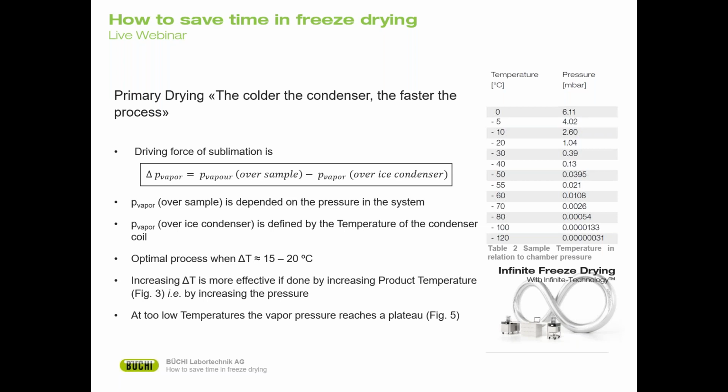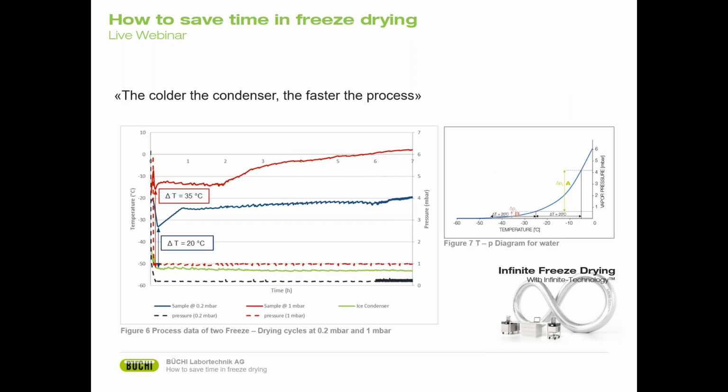So the question is now, how do I get a delta T of 15 to 20 degrees? For that, I would like to show you some figures. Essentially, when the temperature decreases, the vapor pressure will reach a plateau, as seen in figure 7. So the best way to reach a good delta T is to increase the T of the sample by increasing the pressure.